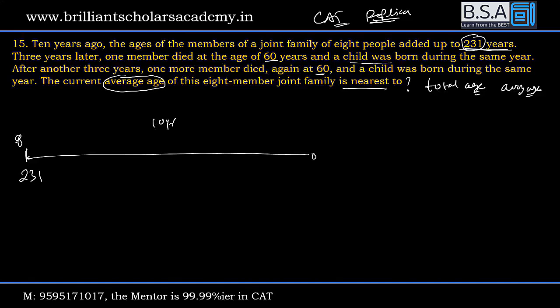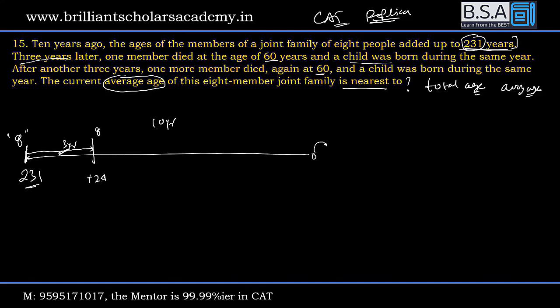8 members. Now see, after giving you this information, the sentence says 3 years later. This is not 3 years later from today. This is 3 years later from the reference. What is the reference? 10 years ago. From here, if I move forward by 3 years, every member will gain 3 years. So the total gain is 24 years when we reach here. 231 was the age earlier. Now 24 is the gain.